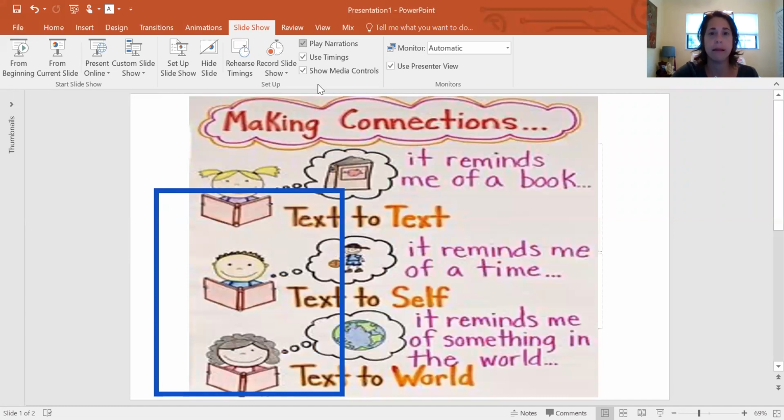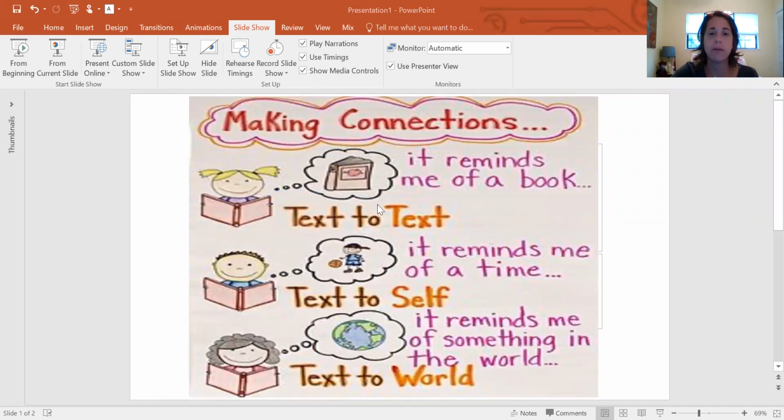So right here, we learned about text to self. How this reminds me of a time when. Now we're working on text to text. It reminds me of a book, a text that I read before, or you just recently read. Understand? It's a cool way because you're like, hey, I remember a story. That's why it's so important to comprehend stories.